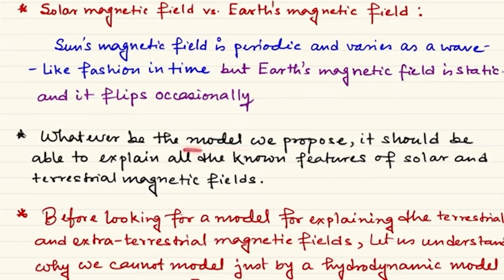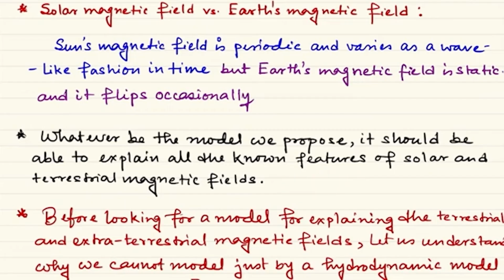Now, whatever the model, it should, or rather must, satisfy all the known features of solar and terrestrial magnetic fields, right? So if we want to propose a general theory of the astrophysical and interstellar magnetic field, then that should also include the solar and terrestrial magnetic field as well. If it is a general theory, it should be able to explain the origin of the magnetic field from our planet to the spiral galaxies. Okay, that's a very straightforward claim.